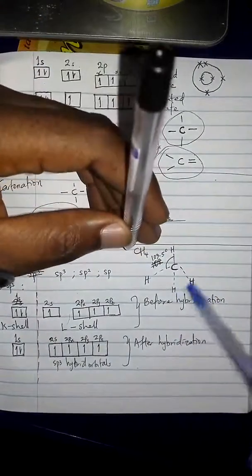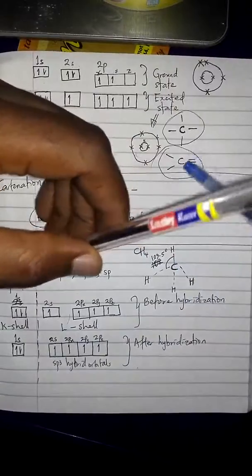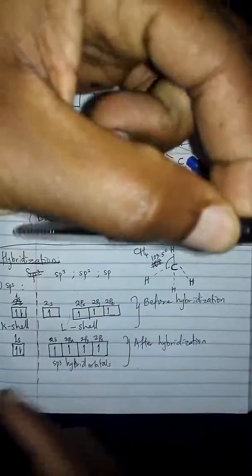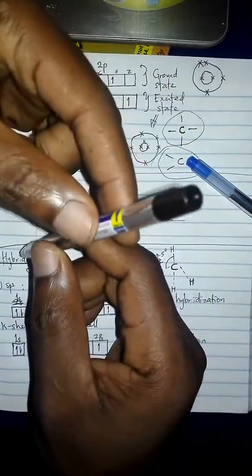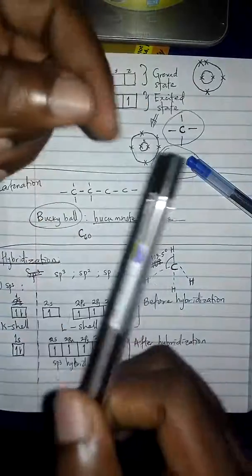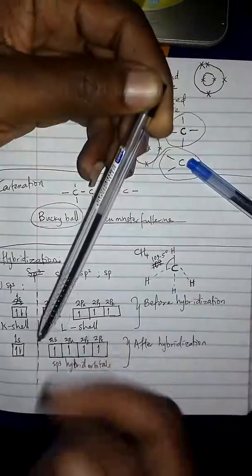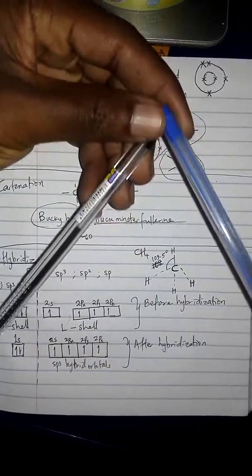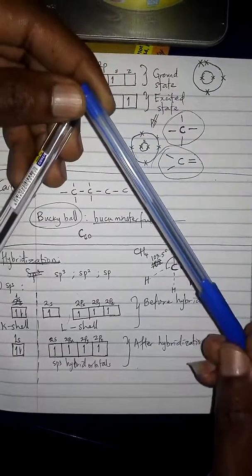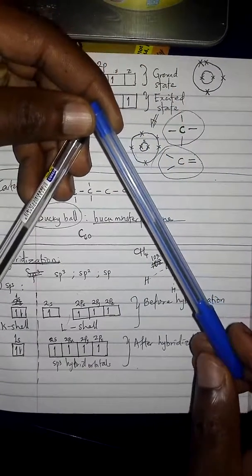Imagine that you have this carbon at the center. Let's say this is the carbon. Can you even view this properly? This is carbon. Then you have hydrogen here, and also something like this. You have another hydrogen at this end.